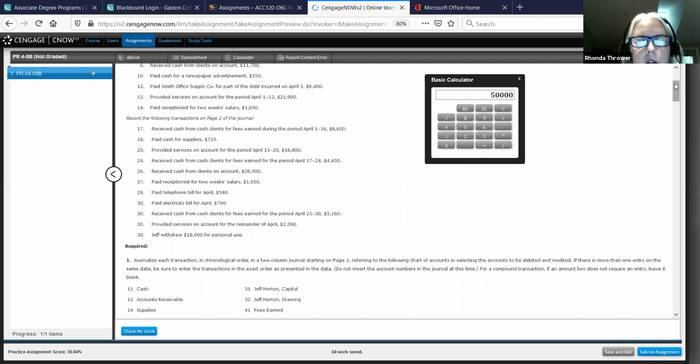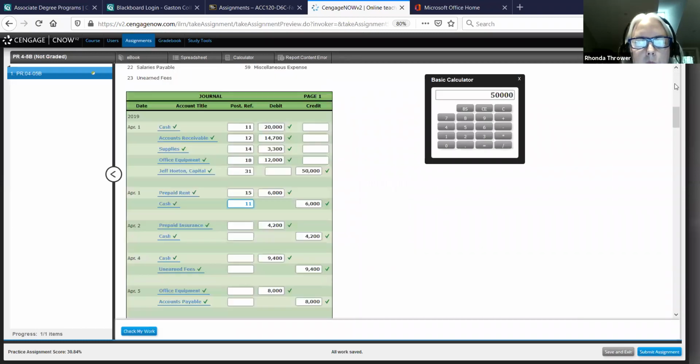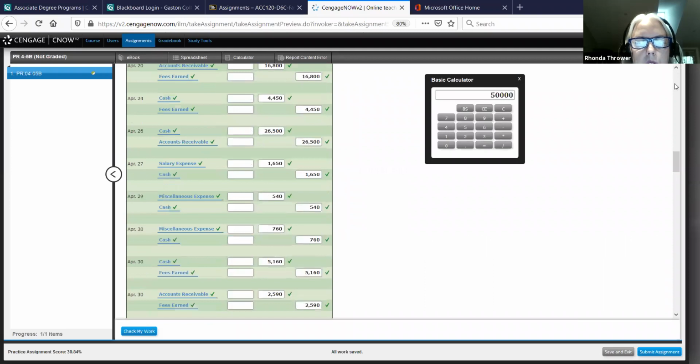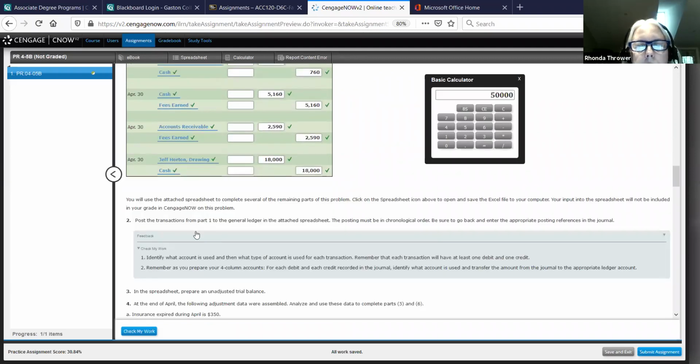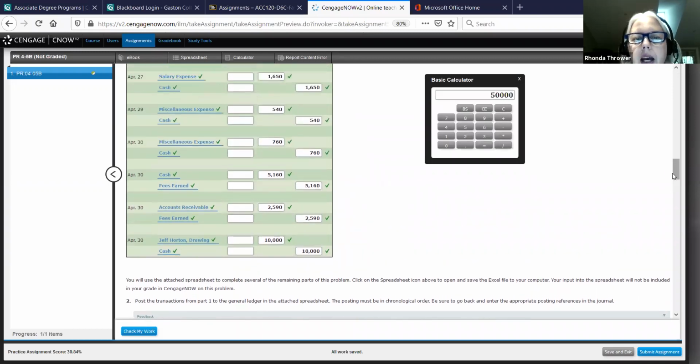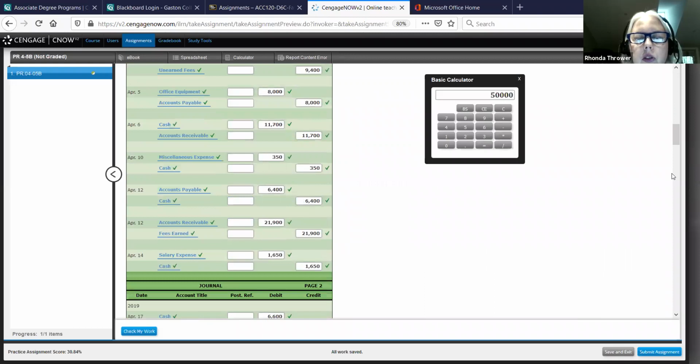So that's how you post to your ledger account, and we're on part 2, or requirement number 2 of this. You're going to post all of the transactions to the general ledger. So all the transactions that we just did have to be posted to the general ledger.